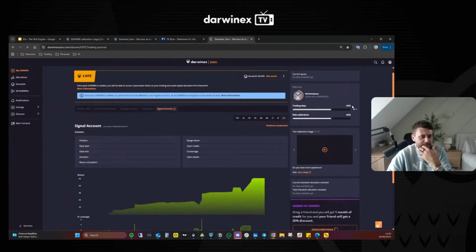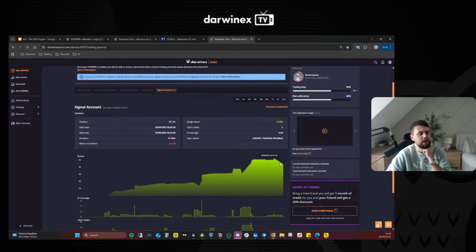So this is the one that's in calibration at the moment. 66 days done. So it's only 10 days old. So this is like a baby. This is brand new. 66% risk calibration. So it looks like my risk is pretty stable throughout positions. So I should tick those both off at the same time. Again, this shows the updated statistics. So FX Blue was a day behind. My range return is 4.51, although it is slightly higher than that. It's 7.1 now, but the trade isn't closed.